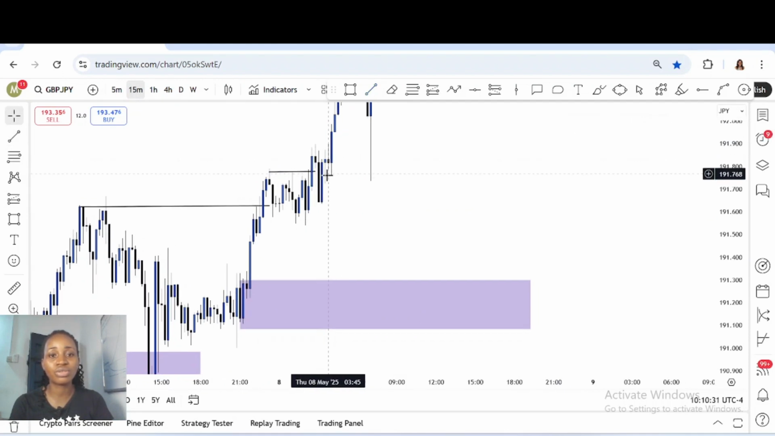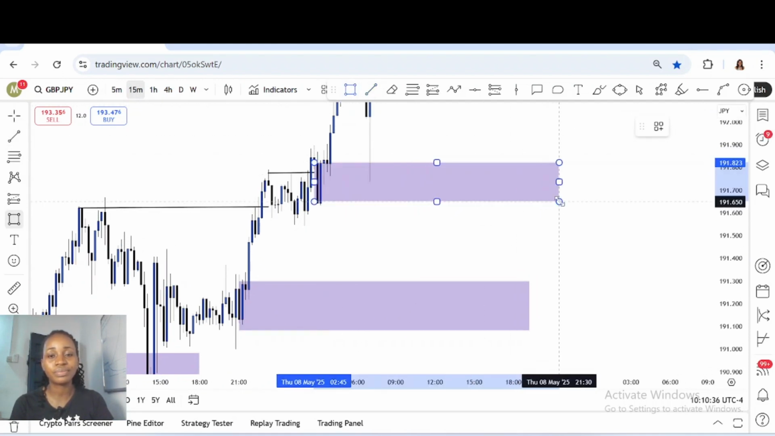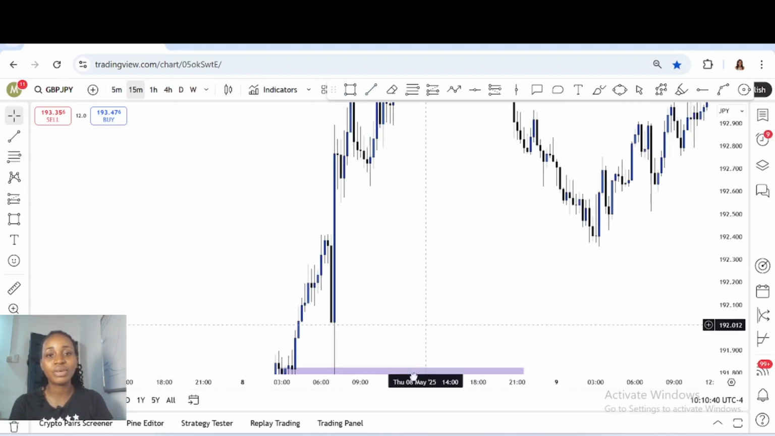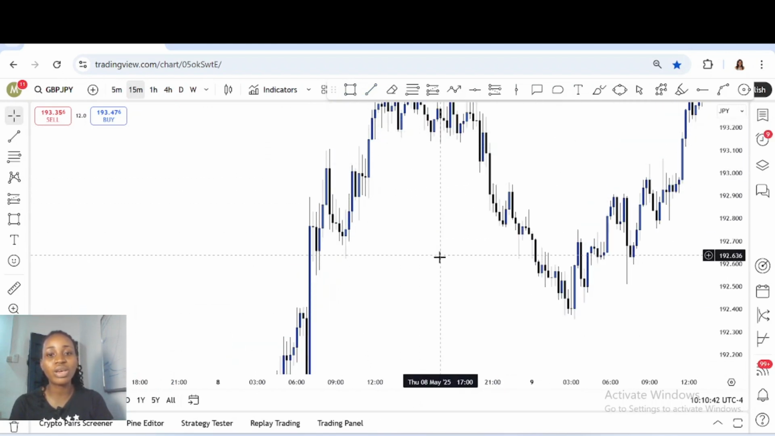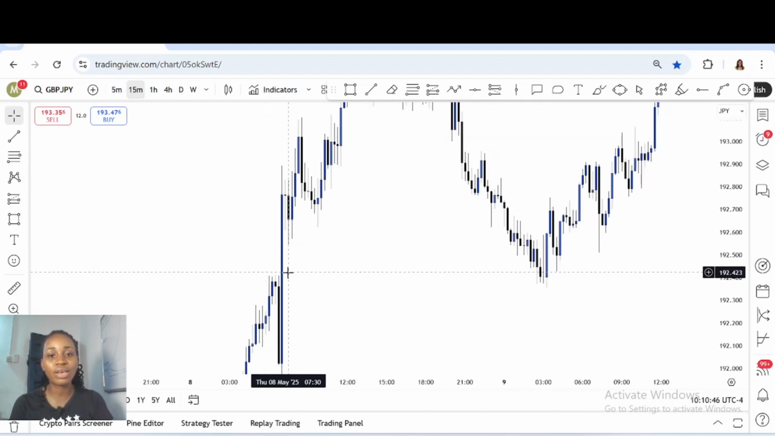Now we have this break of structure here, right? We have this break of structure, and where is the origin? This is the origin here, right? Now price traded back into this origin here, respected that origin and started making its way up. Okay, so now we have another break here. We have this break of structure here, you can see, right?